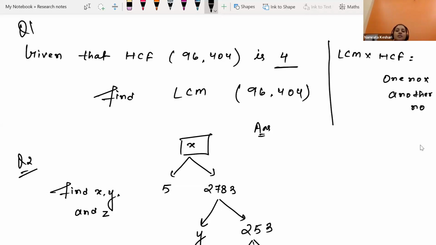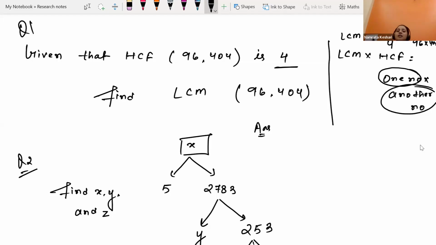LCM into HCF is equal to one number into another number. It came from the real scenario; you can take any example and it will be true. Here HCF is given as 4. At the place of HCF, we will write 4. LCM we want to calculate. One number is 96, another number is 404, and we will be able to calculate LCM directly.